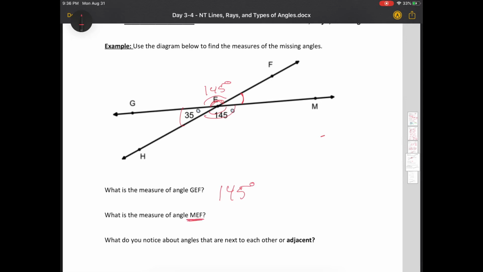Same thing goes for angle MEF. MEF is opposite GEH. It's 35 degrees.